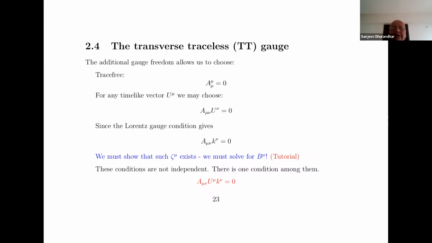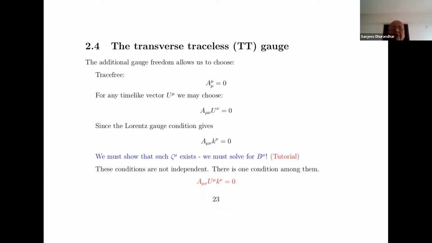But the point is that these conditions are not independent. There is one condition among them. That condition is A_μν u^ν k^ν is zero. Even if you see, for example, A_μν k^ν is zero, what it tells you is that A_μν, if you regard it as a matrix, has a zero eigenvalue. So there exists a vector k^ν, which is the eigenvector with eigenvalue zero. What this means is that A_μν is certainly not of rank 4. We are in 4 dimensions, so it is less than rank 4. And what is the rank? We'll see that it will turn out to be 2. But right now you can see that it's certainly not 4.